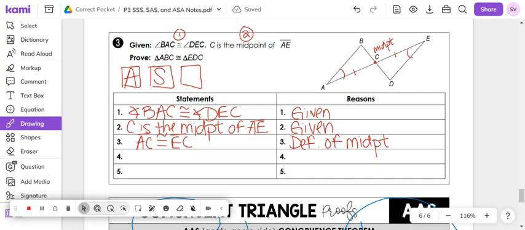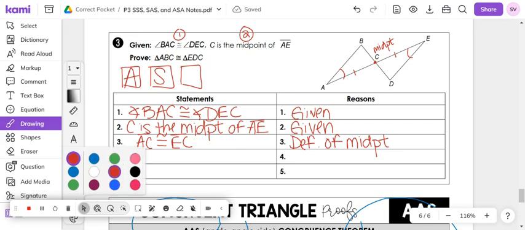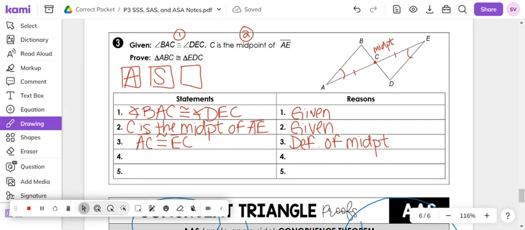Now I exhausted everything that I was given, and I now have to think about, is there something reflexive there, or do I have vertical angles? So there isn't a side that both of these triangles are sharing at all. They share point C, but that's not a side. That's just a point. So we can't say there's anything reflexive, but we do have a bow tie situation here where we are going to have these two angles congruent to each other. So we do have a pair of angles. I'm going to fill that in my checklist.